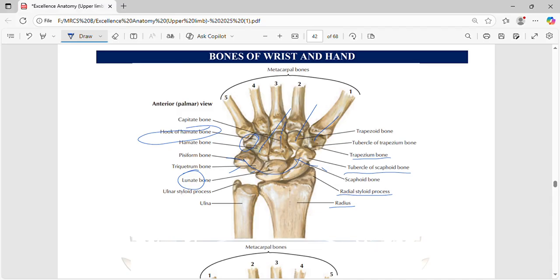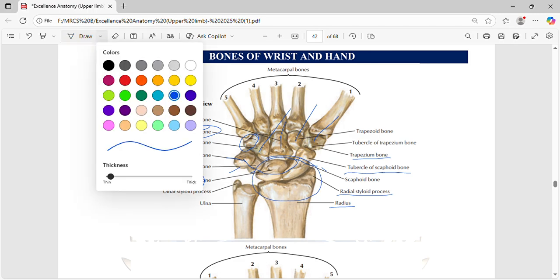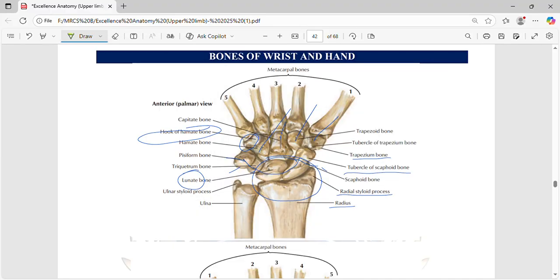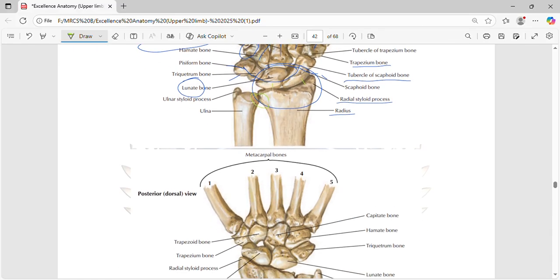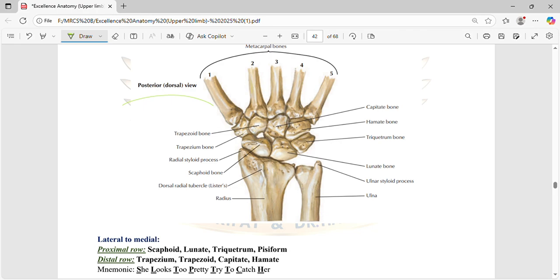If you look at the wrist joint, it is composed of the radius and the scaphoid and the lunate bone, and it is a synovial hinge type joint. Here we have the distal radio-ulnar joint, this one. Okay, so this is the posterior view or dorsal view.